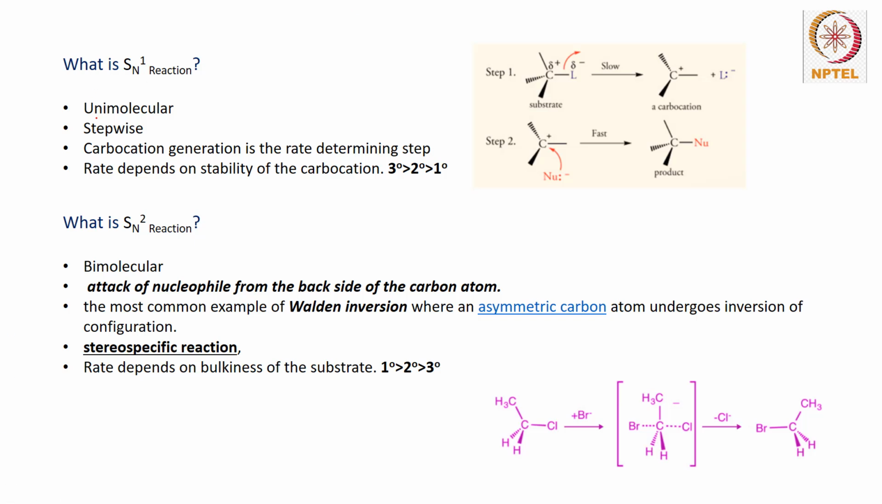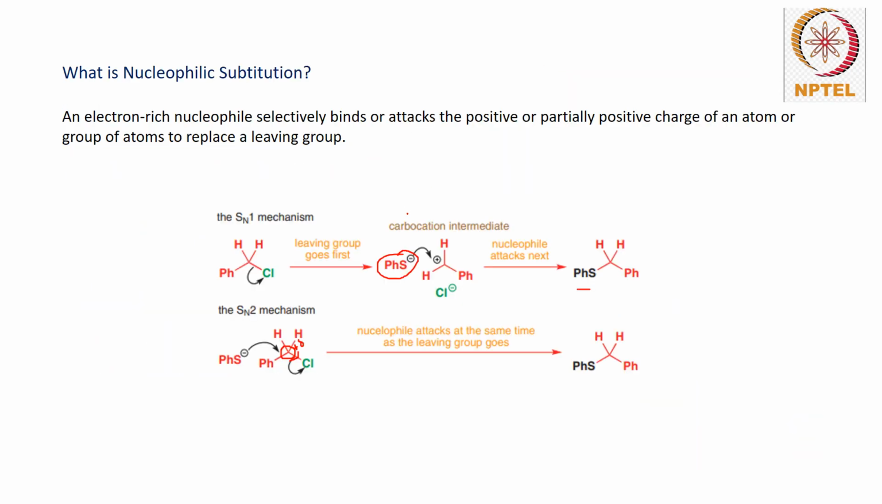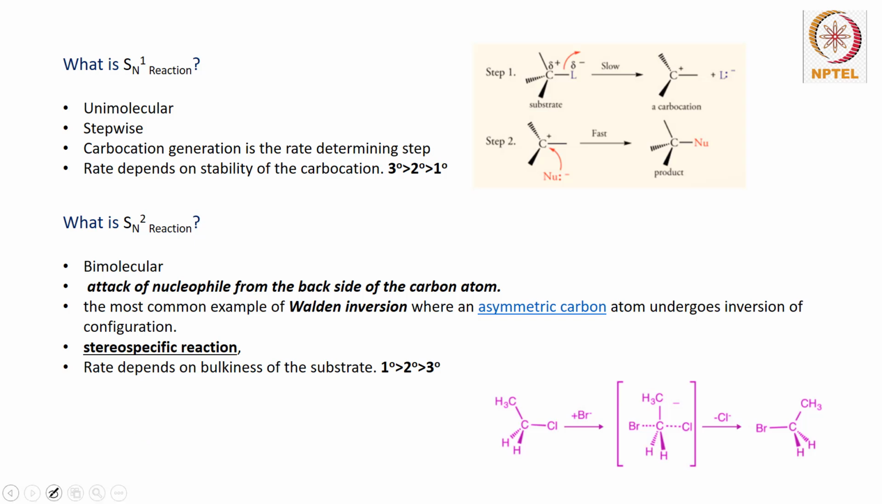SN1 is a unimolecular reaction, stepwise, with carbocation generated, and it depends on this order. In SN2, as I show in this reaction, the leaving group is still there but shifts the electron cloud towards itself, and the nucleophile attacks the center while the leaving group leaves the system simultaneously. But in case of SN1, first the leaving group will leave the system creating a positive charged carbon center, and then the nucleophile will attack this positive center giving us the substituted product.